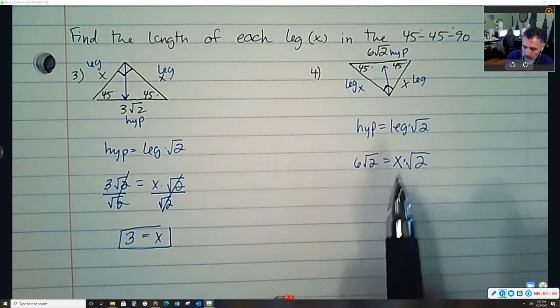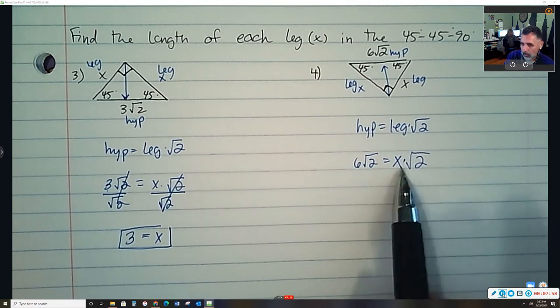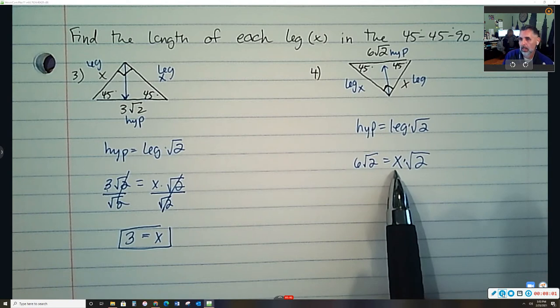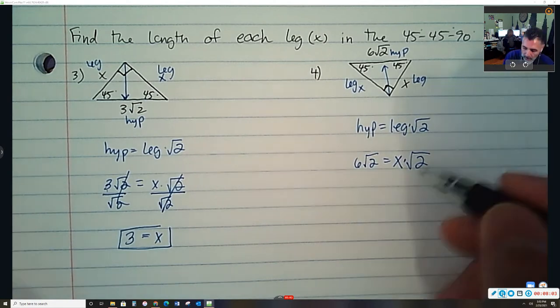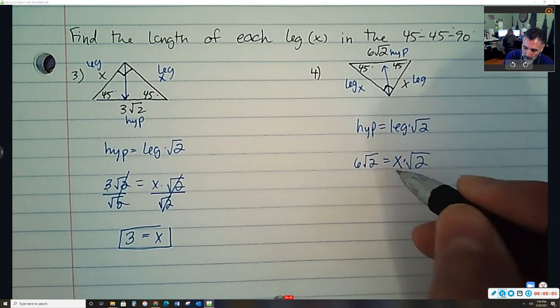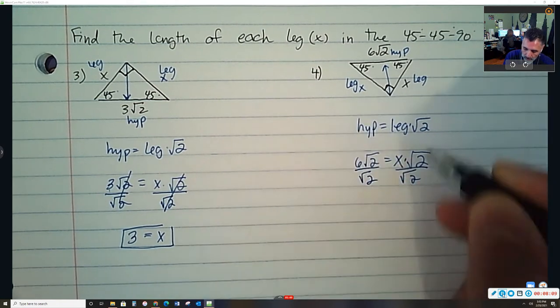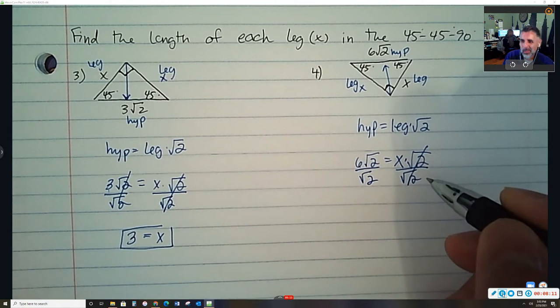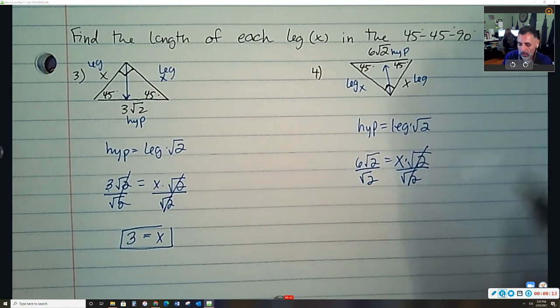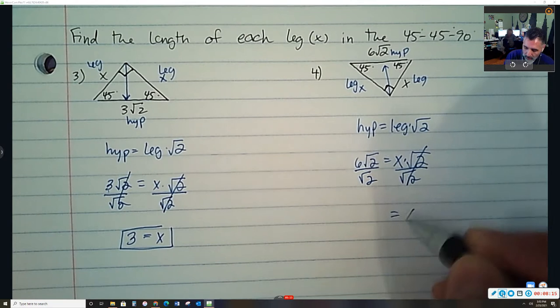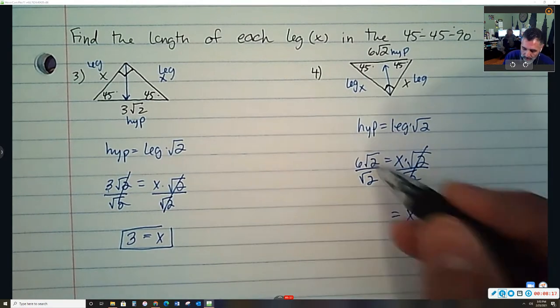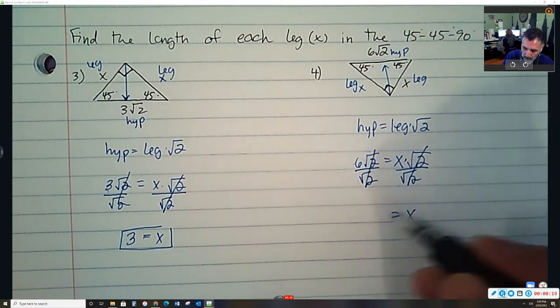And then again, we want to get that by itself, so you use inverse operations, or just do the opposite. So we have x times the square root of 2. We're going to divide both sides by the square root of 2. That goes away. That doesn't technically go away. You're left with 1. And this is what 1x looks like. Okay. And then that's 1, and we have 6 times 1, which is just 6.